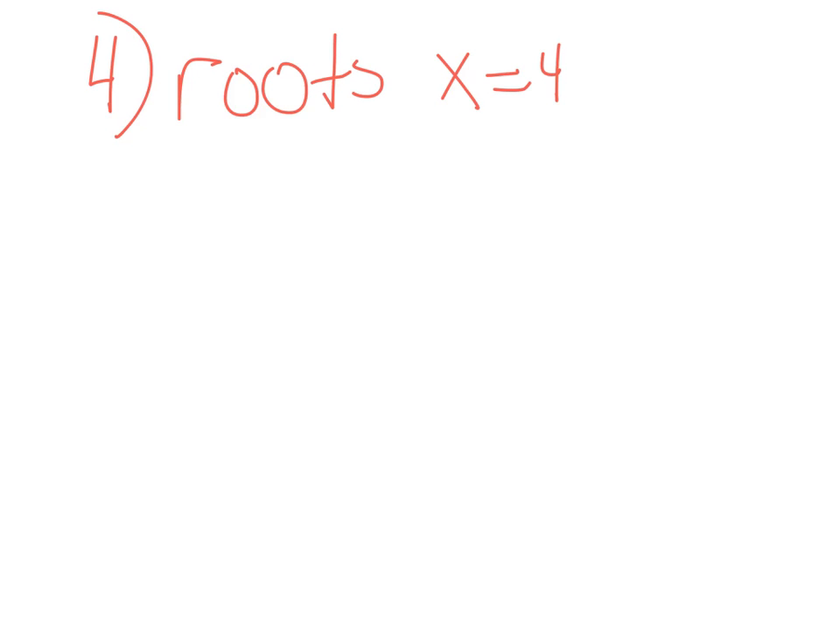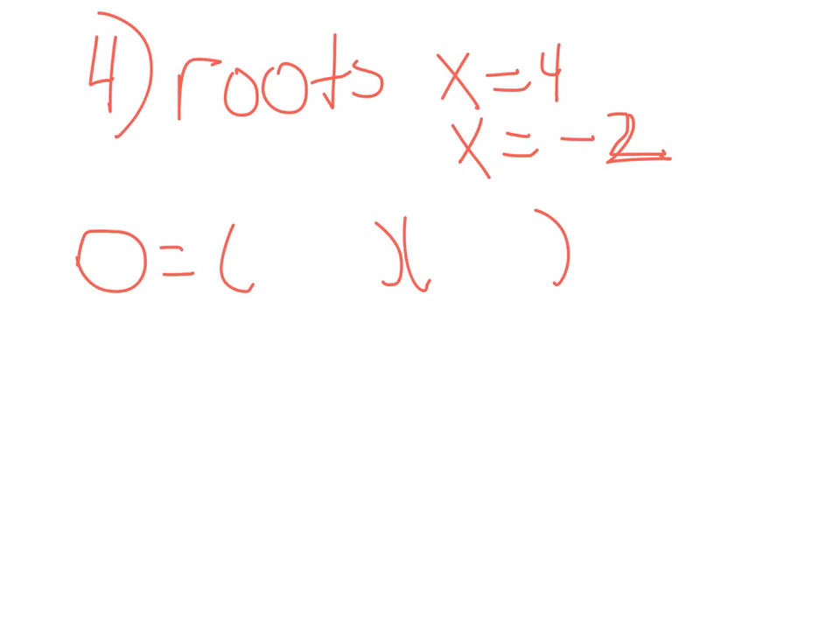Okay, so example number 4. Now we're given that the roots of the equation are x equals 4 and x equals -2. And from here we want to actually write the equation. So just like we did before, if the y value is 0, then that would mean that the 2 factors would have to be x minus 4 and x plus 2.